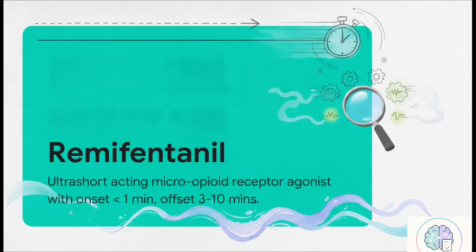Next up is an even faster opioid, remifentanil, or Ultiva. This is an ultra-short-acting mu-opioid receptor agonist. Its timeline is just completely compressed. The onset is less than 1 minute, and the offset is just 3 to 10 minutes.